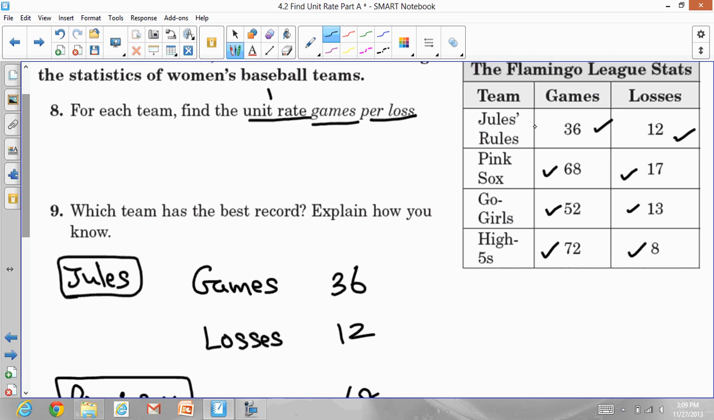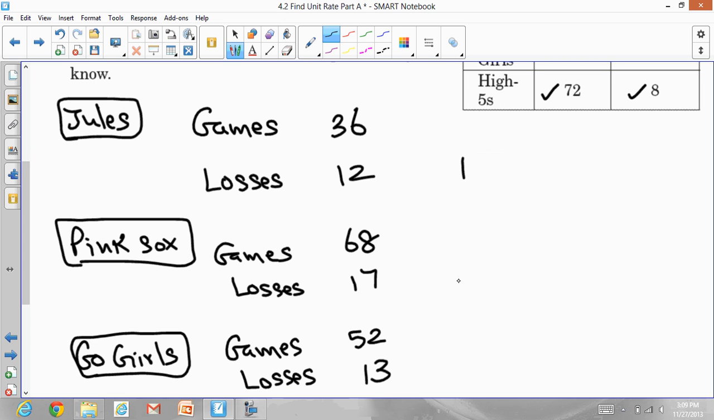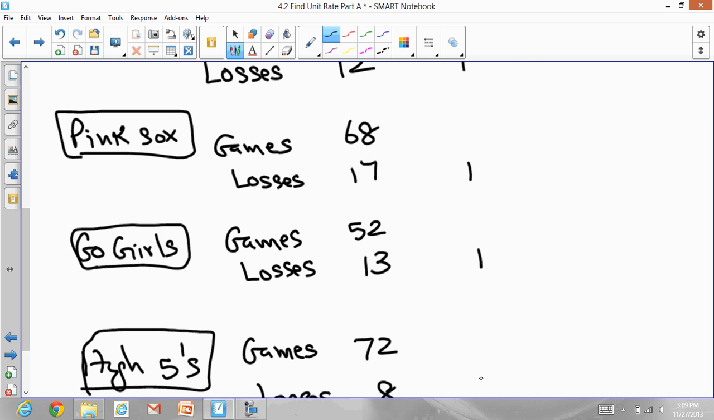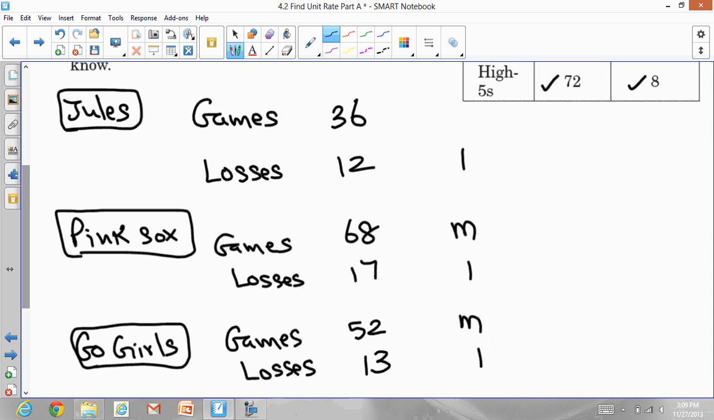So you took this table and you wrote it in this format. Now focus on the question. Find the unit rate. You cannot find the unit rate until you have found for 1. They want you to do it for the games per loss. Per loss means you want to find it for 1 loss. So you're going to do the same thing for all of them. For each team you have to find it. So M is the missing number you are trying to find.